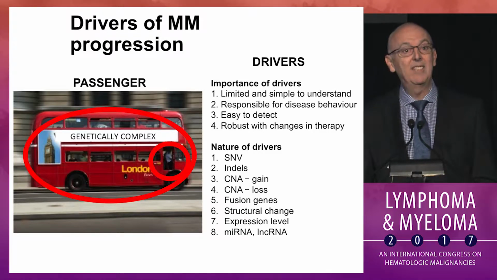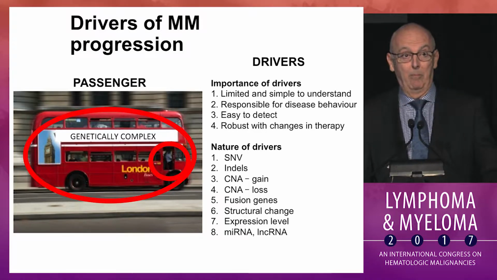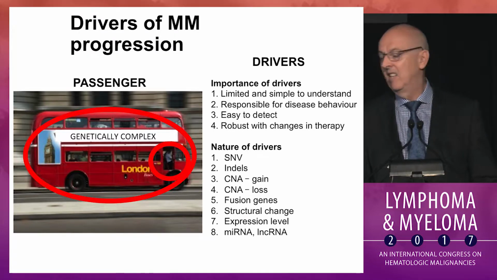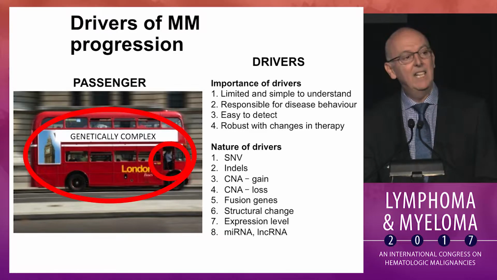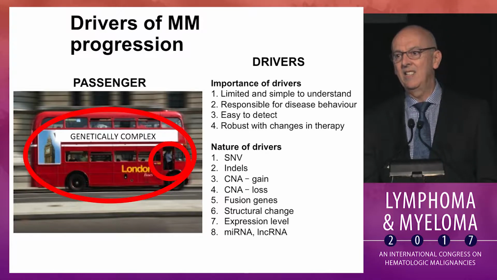Well, it's this bus analogy. So you see that the whole bus is probably genetically complex. That's the big red circle, but none of those people in this case, or mutations in the case of cancer, are doing anything at all to the disease process. And analogous to the bus driver, there are very limited variants which are actually pushing the disease forward. And if you can understand those limited factors, they will provide good ways of biologically stratifying the disease, risk stratifying, and could provide novel targets for therapy.